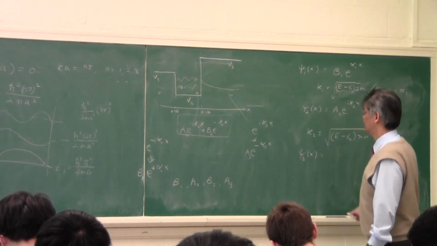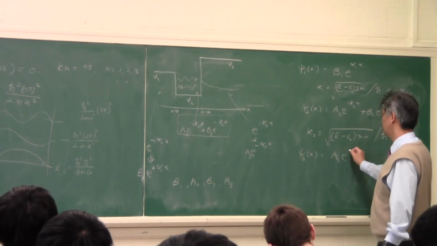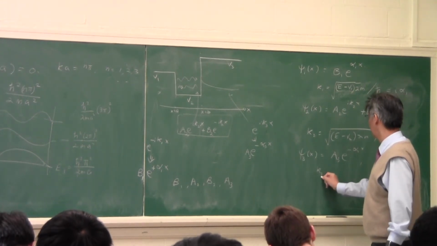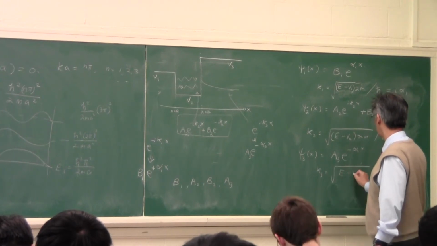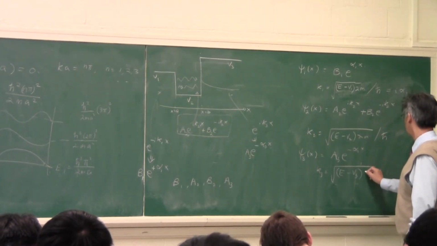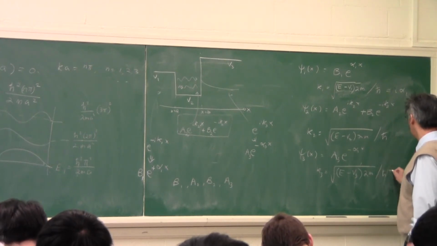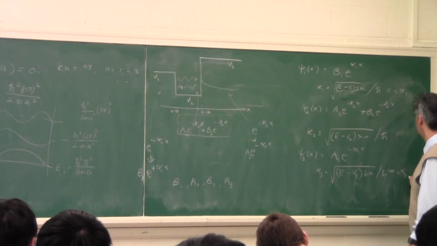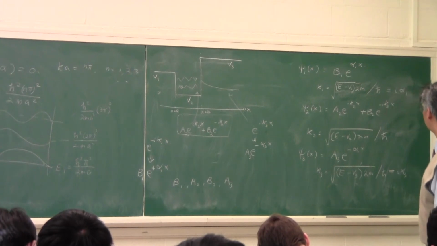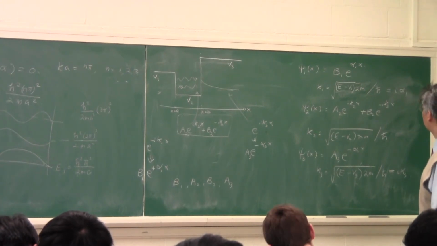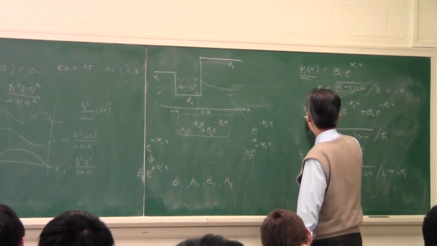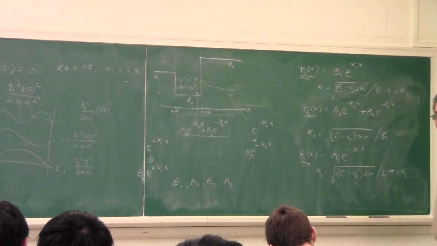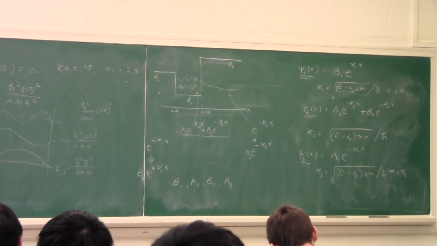And then psi 3(x) should be equal to A3 e to the minus alpha 3 x. Okay, and then k3 is just the square root of (E minus V3) times 2m divided by h bar. And this should become pure imaginary because we expect the wave to be evanescent over there. So we expect that to be i alpha 3. And then you have wave function 1, wave function 2, wave function 3. You match boundary conditions at those two locations. What should the boundary conditions be at the two locations?